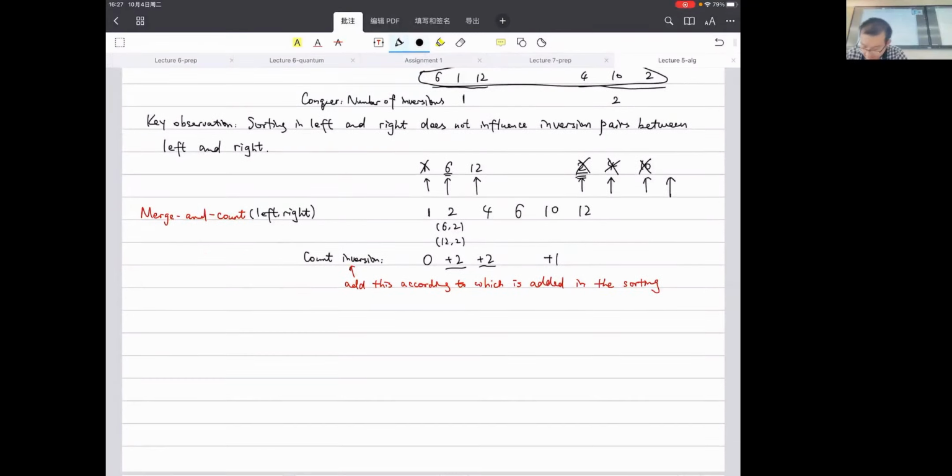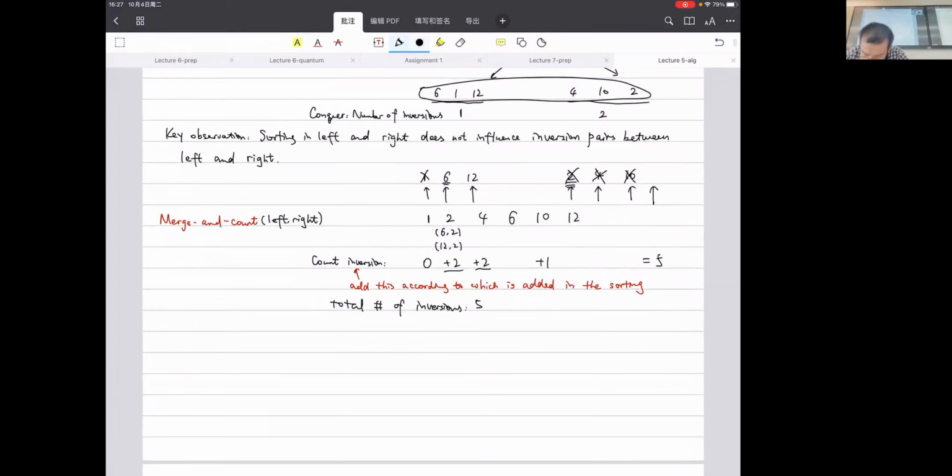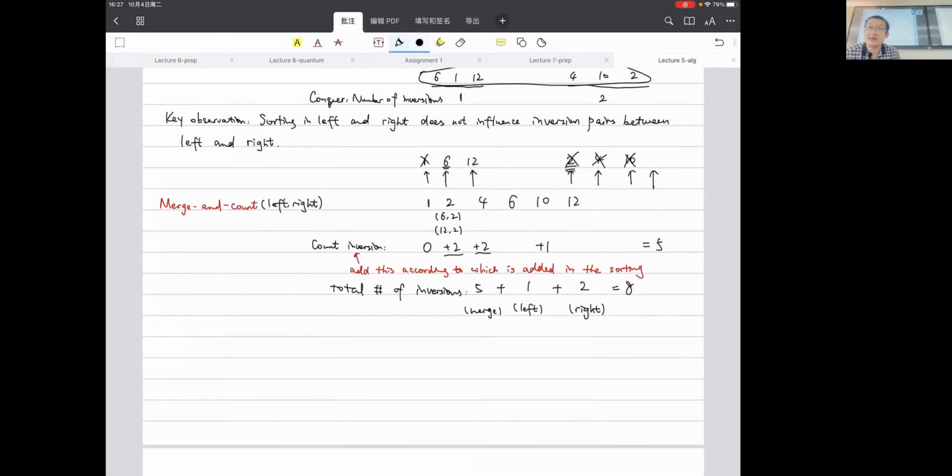So the number of inversions that we got from this merge part is 5 here. So the total number of inversions is this 5 from merge, and we also need to add 1 from the left, and also add 2 from the right. That goes to 8. And this is the total number of inversions in the original array. Is this clear to you?